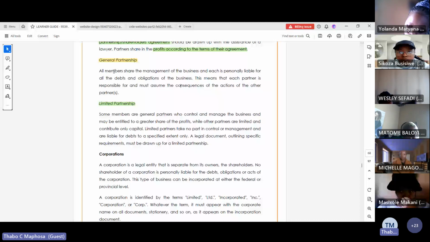But a limited partnership is very stipulative and very direct because it controls certain aspects of the business. Here, they're saying that some members of the general partnership who control and manage the business may be entitled to a greater share of the profits, while other members are limited and contribute only capital. Limited partners take no part in the control or management and are liable for the debts to a specific extent only. And a legal document outlining specific requirements must be drawn up for a limited partnership.